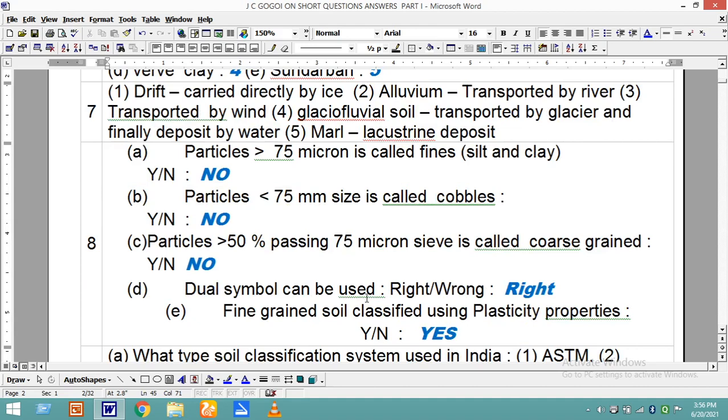Dual symbol can be used, right or wrong. It is right. When necessary, when there are two characteristics, two behaviors exhibited, we have to use a dual symbol, like SM-SC, SW, GP, like that. Fine grain soil is classified using plasticity properties. Option is yes or no? Yes. Fine grain soil, which is less than 75 microns in size, can be determined by plasticity characteristics, considering the plasticity index above A line or below A line. There are two types of fine grain soil. One is silt, another is clay.